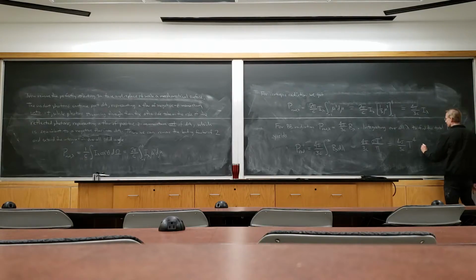But wait a minute, we said that the radiation energy density was 4 sigma over c T to the 4th power. Oh, yeah. So this is 1/3 of that, where 4 sigma over c is the radiation constant. So this is 1/3 u. So for black body radiation, the pressure is 1/3 of the energy density.